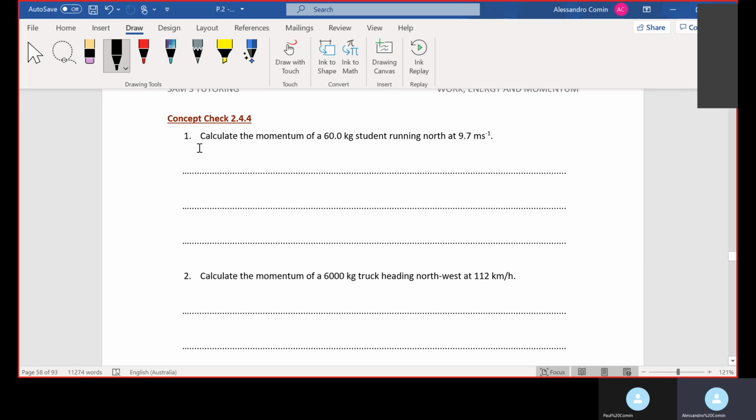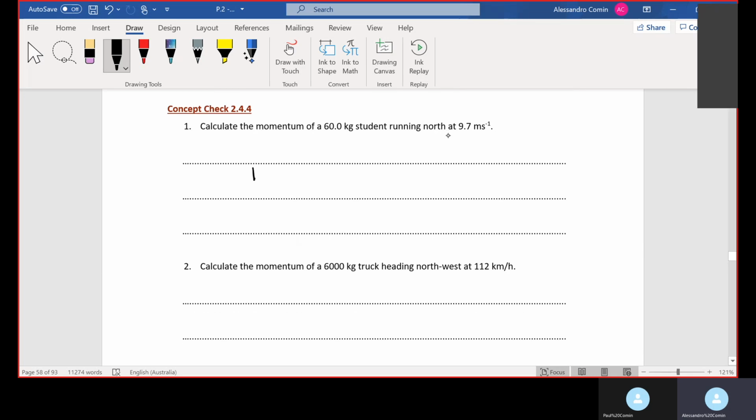So question 1, P equals mv, but please include the direction. Momentum is a vector, and as such, you have to include the direction. So we have P is equal to 60 times 9.7. That's going to equal 582 kilogram meters per second north.